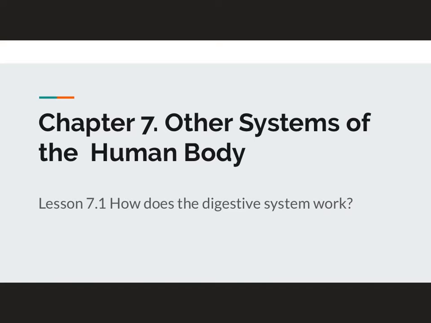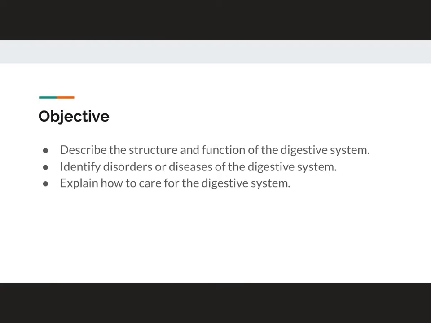We're going to start a new chapter, Chapter 7, Other Systems of the Human Body. In the first lesson, we will learn how does the digestive system work. For this lesson, I have 3 objectives.